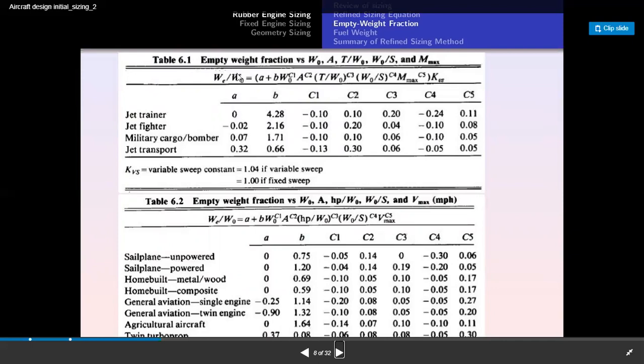So when you substitute a, small b, C1, C2, C3, C4 in this equation, we are going to get what should be the empty weight fraction for jet trainer, jet fighter, military cargo, jet transport. Clear?